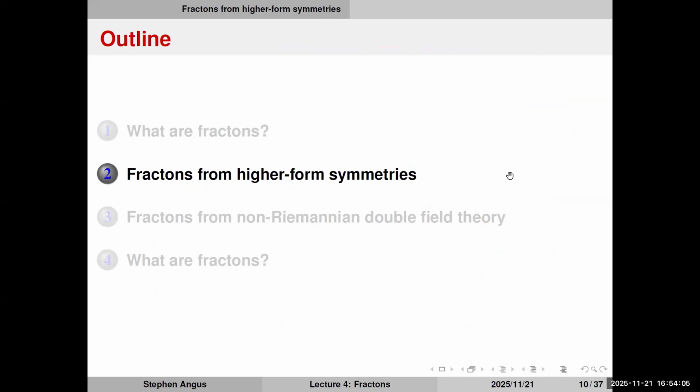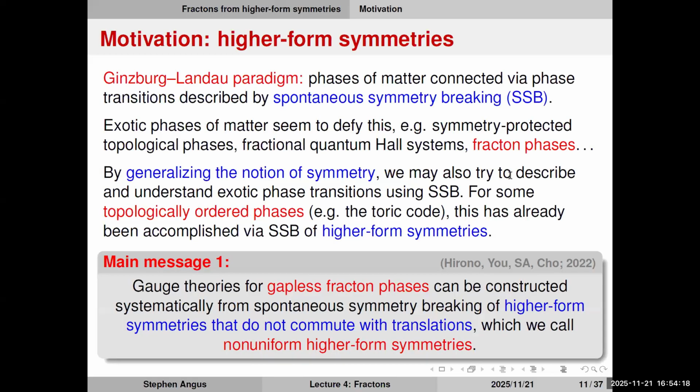Okay, so the next part is one way to more systematically construct fracton gauge theories, and that is by using higher form symmetries. So first I'll review some things that I talked about before in this course.